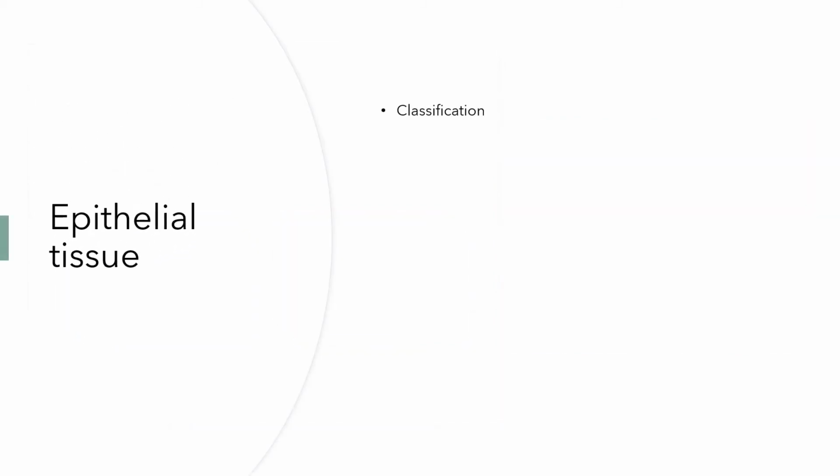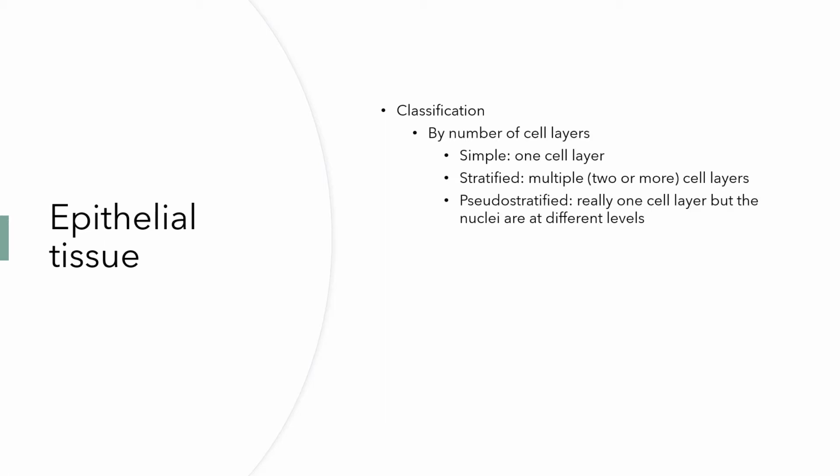Let's discuss the classification of epithelial tissue, first by the number of cell layers. Simple epithelial tissue refers to one cell layer. Stratified epithelial tissue refers to multiple, which means two or more cell layers. And then we have pseudostratified, which is really one cell layer, but it looks like more than one cell layer because the nuclei of the cells are at different levels, hence the name pseudostratified.